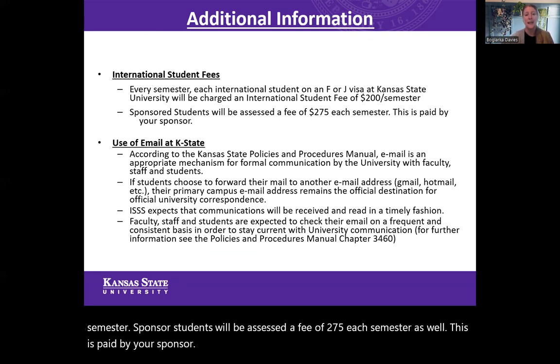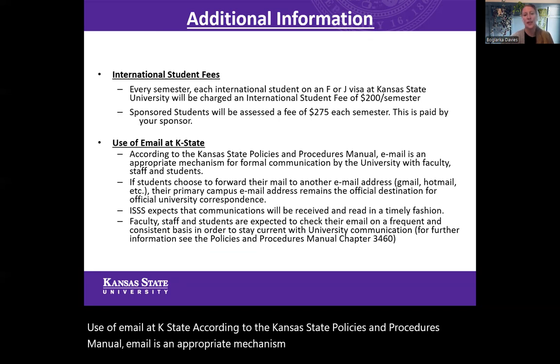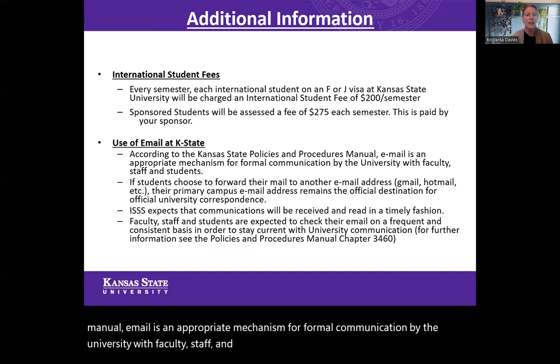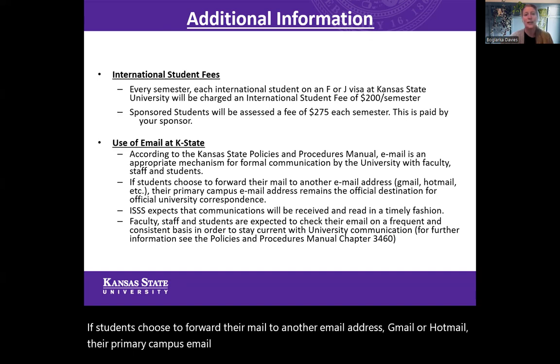Use of email at K-State. According to the Kansas State Policies and Procedures Manual, email is an appropriate mechanism for formal communication by the university with faculty, staff, and students. If students choose to forward their mail to another email address, Gmail or Hotmail, their primary campus email address remains the official destination for official university correspondence.